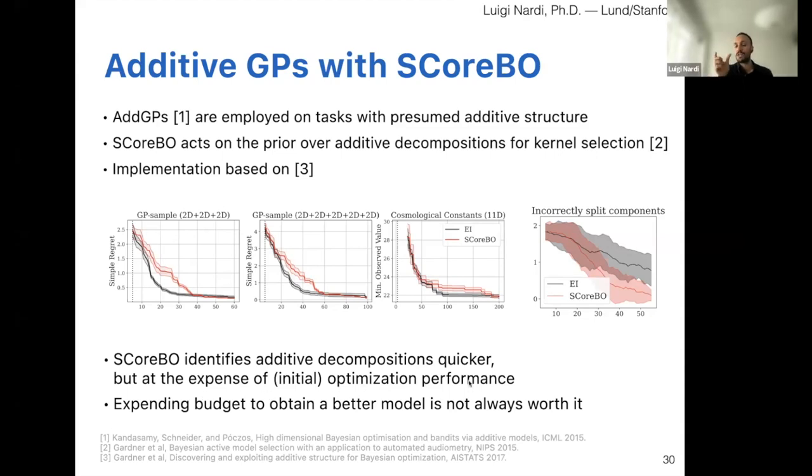So there is a little bit of budget that is used to learn these hyperparameters, but in practice for this application, it doesn't matter very much. Expending budget in this very specific case doesn't really benefit the optimization in terms of SCoreBO. The big takeaway here is that SCoreBO is great, but if you have an application where you don't really benefit very much from learning a better model, then you're just wasting your budget. So it really depends on that whether SCoreBO will thrive or not.